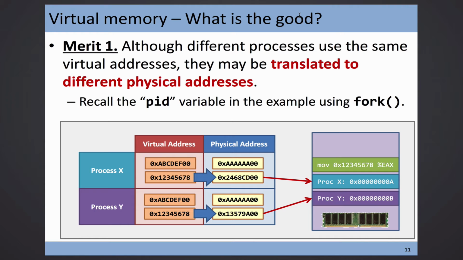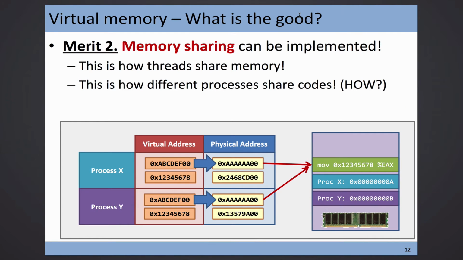Now, how about another implementation that is really fancy? It's about something like this. Here's a code. There is a feature called memory sharing. We can allow a process to have two virtual addresses mapped to the same physical address, to facilitate memory sharing. And this is how shared memory works. The threads share the memory, right?